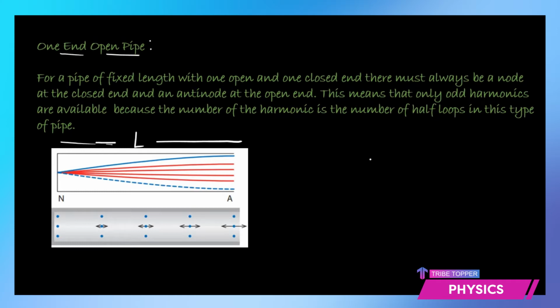You are always going to get a node at the closed end and an antinode at the open end. This means that only odd harmonics are available, because the number of the harmonic is the number of half loops in this type of pipe. So let's see, why do we have an antinode at the open end and a node at the closed end?